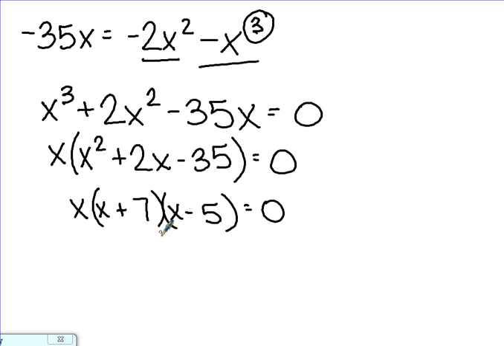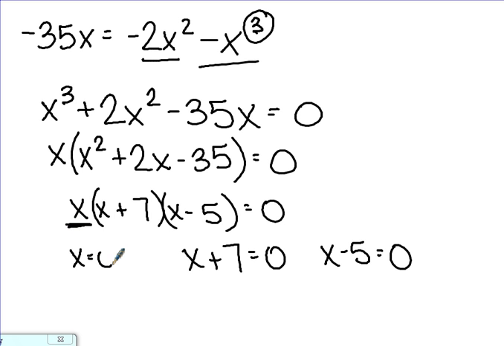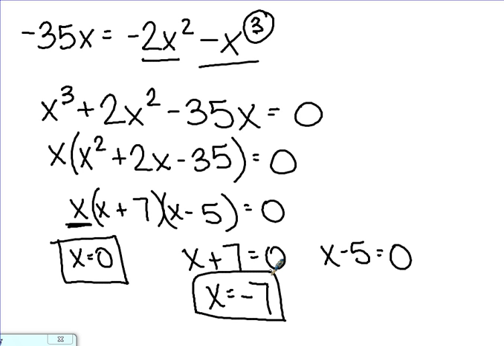Now we notice that each binomial is equal to 0. So we have x plus 7 equals 0 and x minus 5 equals 0. But we also have this x that's hanging out outside by itself. That x alone is going to be equal to 0. So that's actually one of the solutions, x equals 0. When we have x plus 7 equals 0, that x is going to be negative 7. And when we have x minus 5 equals 0, that x is equal to 5. So x equals 0, 5, and negative 7 in this solution.